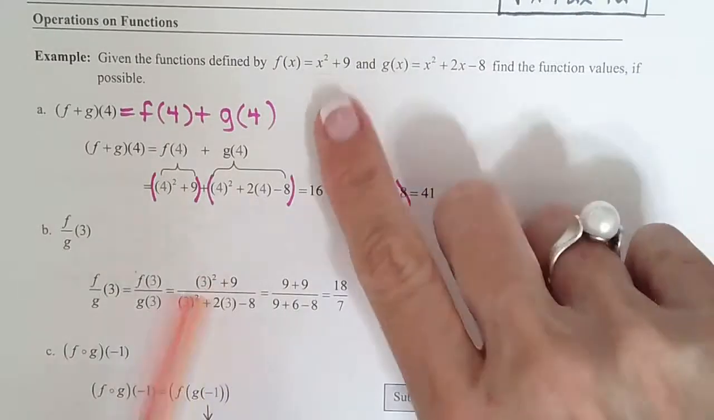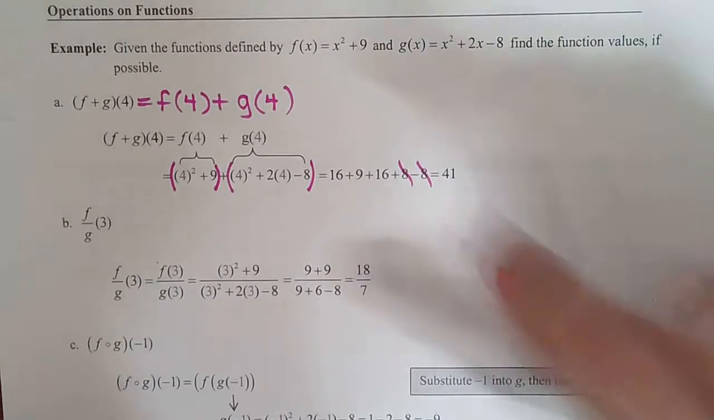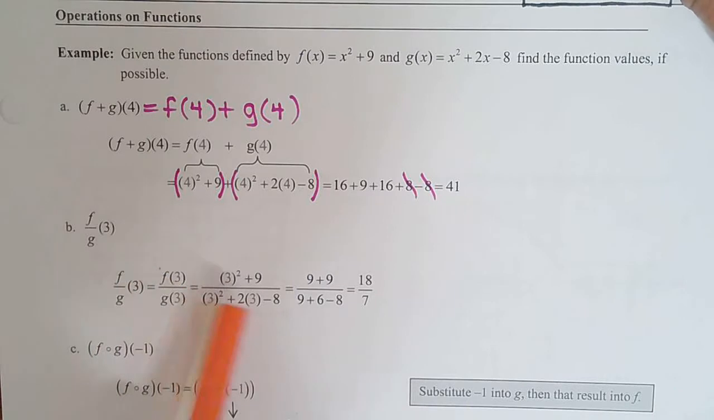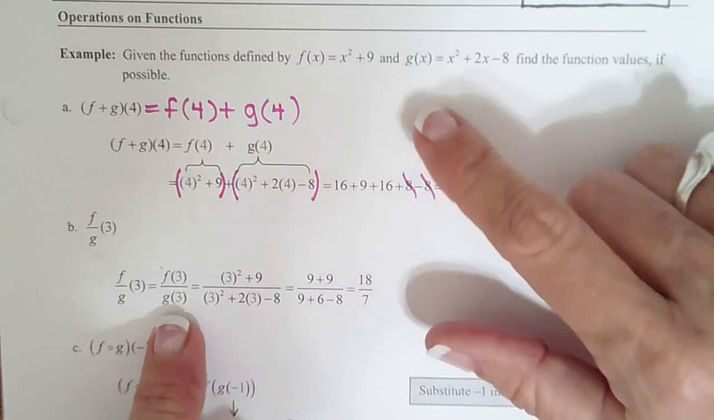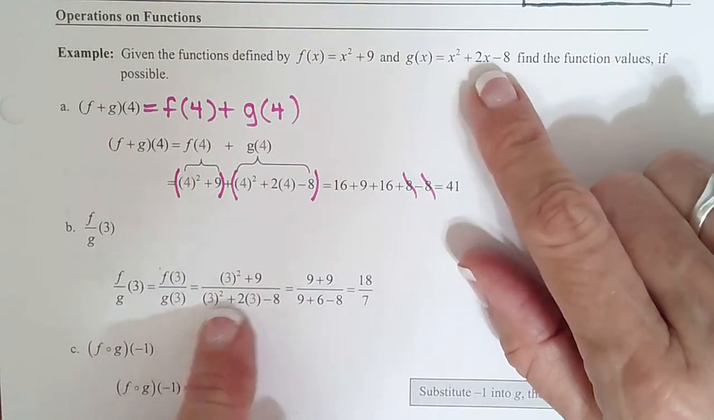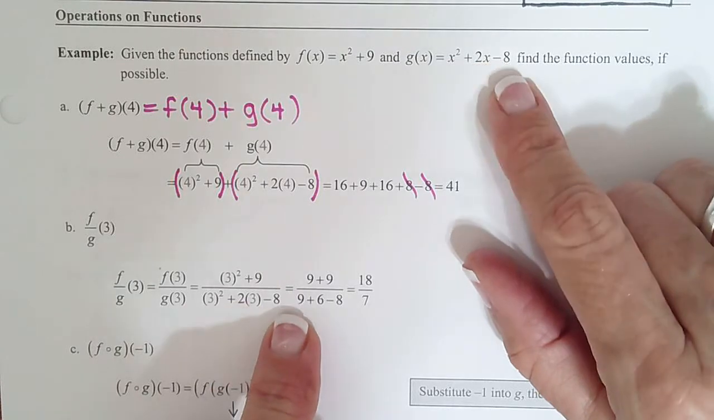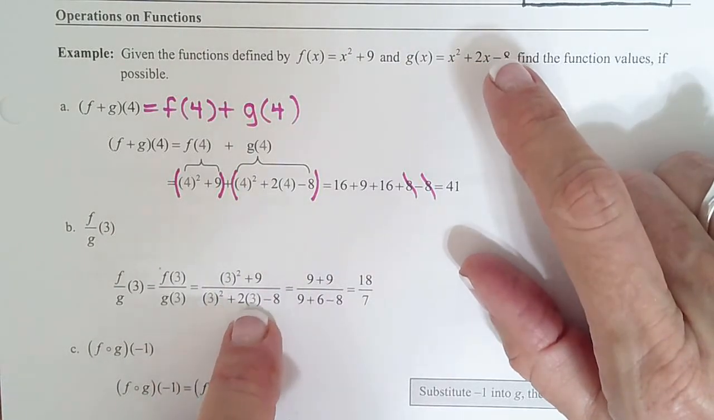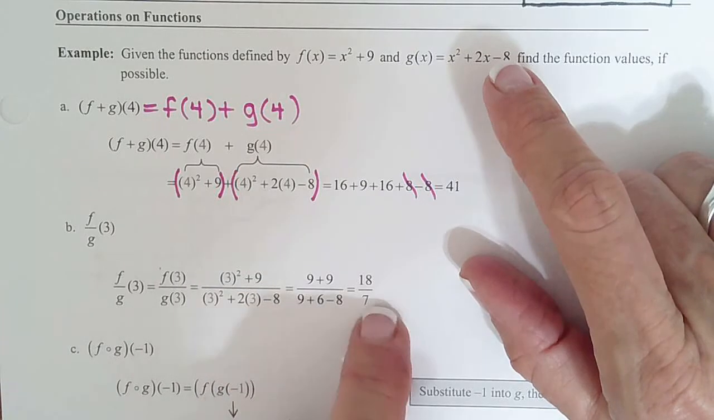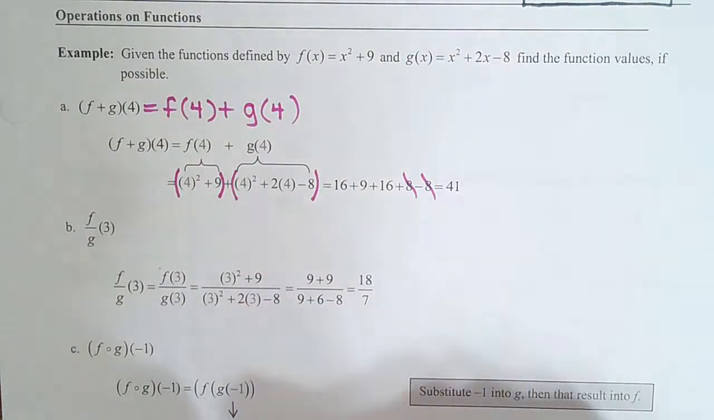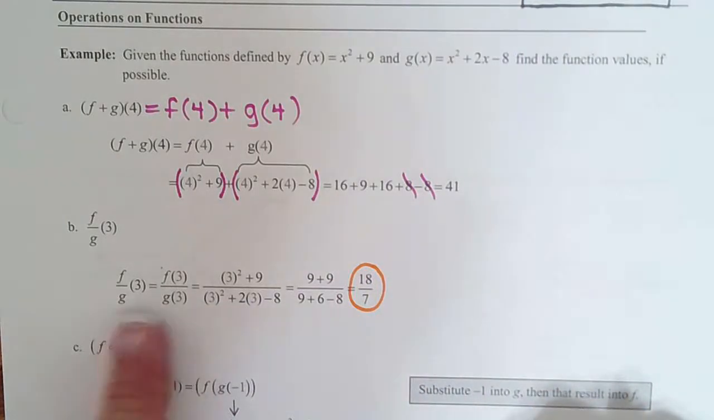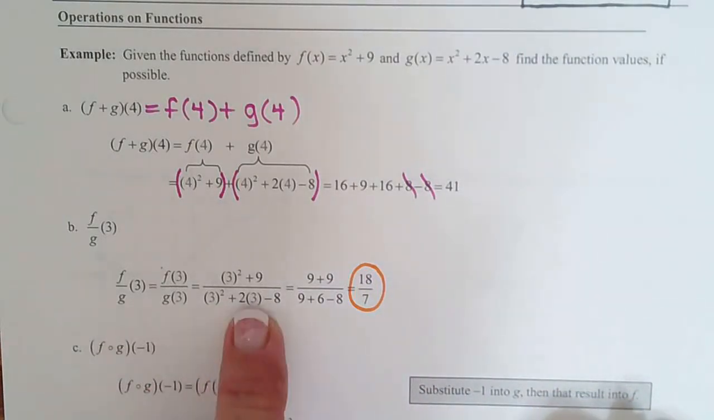So f of 3 would be 3 squared plus 9. So that goes in the numerator. G of 3 would be 3 squared plus 2 times 3 minus 8. So 9 plus 9, 18. 9 plus 6, 15 minus 8, 7. And that's my answer. I don't have to do any restrictions because there aren't any x's now because we replaced it with 3.